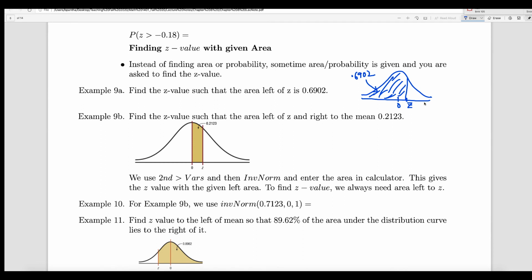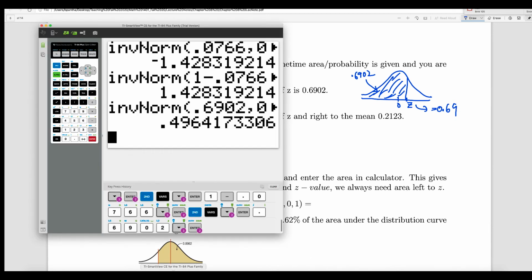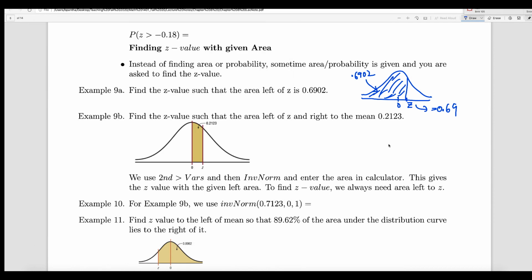So this value is basically 0.69. What was that value? I forgot. So 0.4964. That's what you get there.